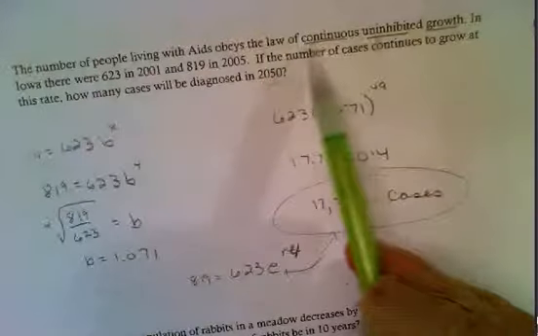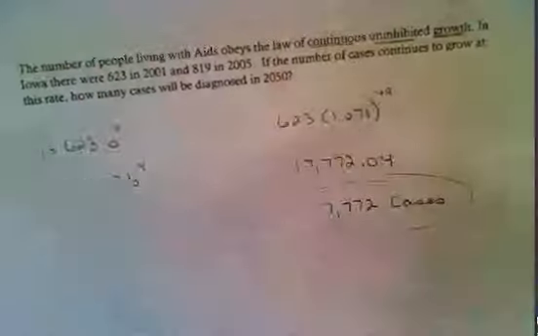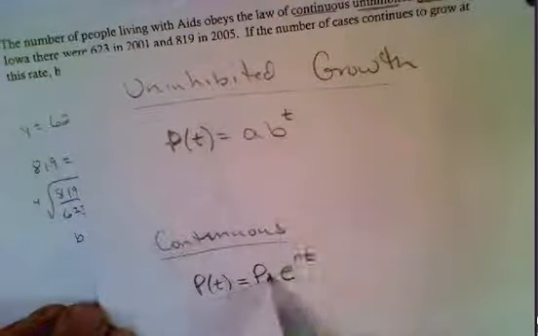So, if you see the uninhibited growth, you know you have to use one of these two formulas, and it's up to you which one you want to use. Normally, to be safe, if I saw the word continuous, I would use this one. Otherwise, use that one, but really both of those will work.